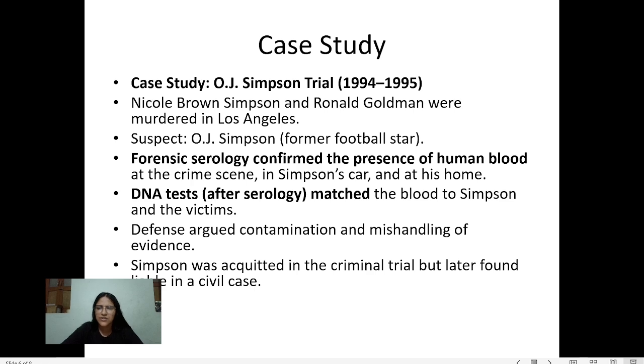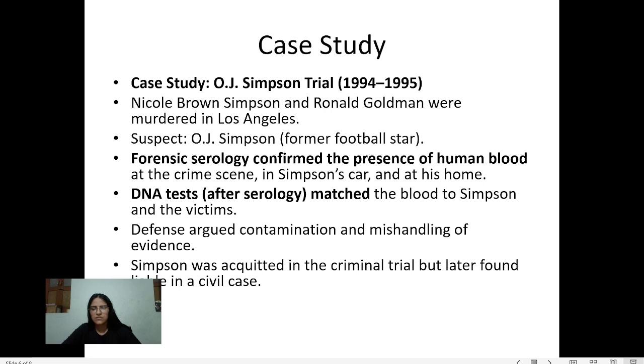So this case is important in forensic serology because it shows the power of serology and DNA to connect a suspect to a crime. This case also highlighted the importance of proper collection, storage, and chain of custody, which, as we have seen, the defense team claimed was not followed by the police. So this is to be kept in mind while collecting biological evidence.